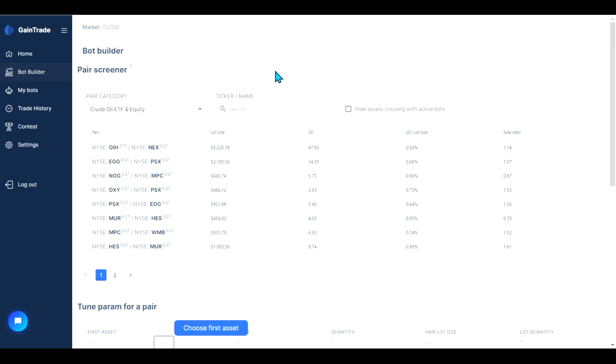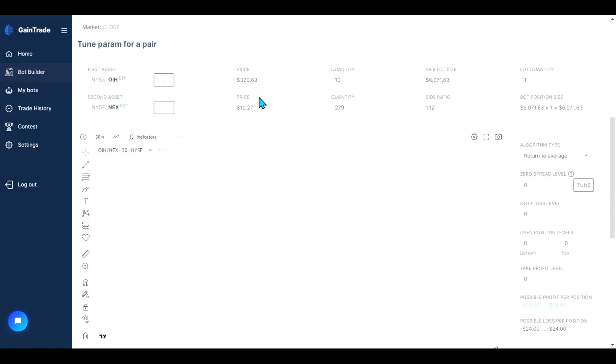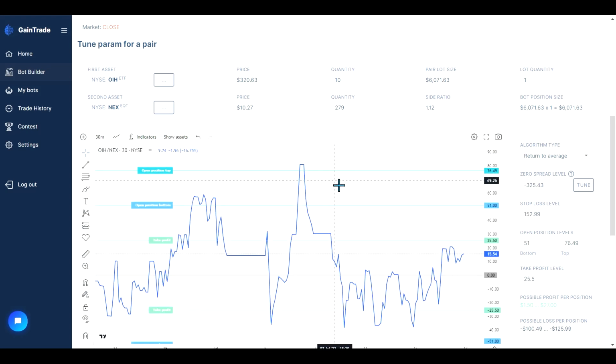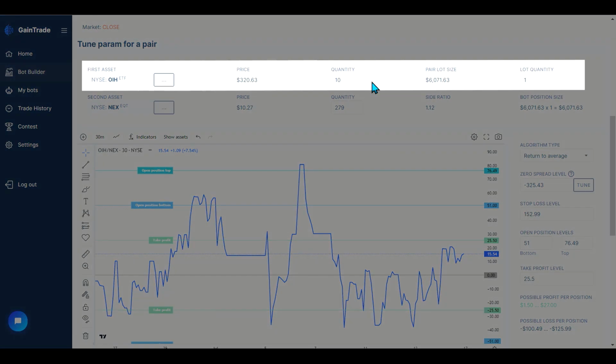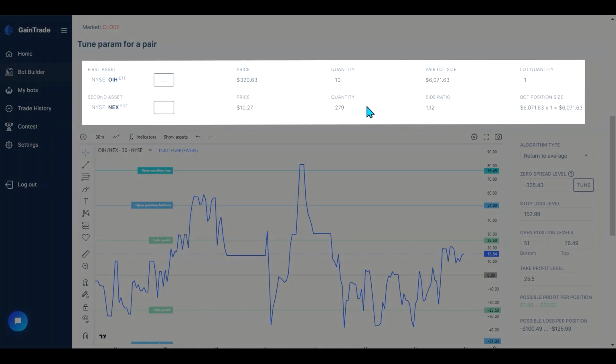Once you've selected the pair that you want to trade, the program will then determine the trader parameters for the pair. Here you can see that it has been determined that in this pair combination, it will buy 10 shares of the first asset, which is OIH, the Oil Services ETF, at $320.63, and short 279 shares of the second asset, which is NEX, the Next Tier Oil Field Solutions, at $10.27.